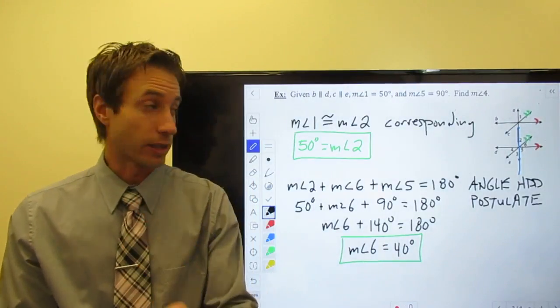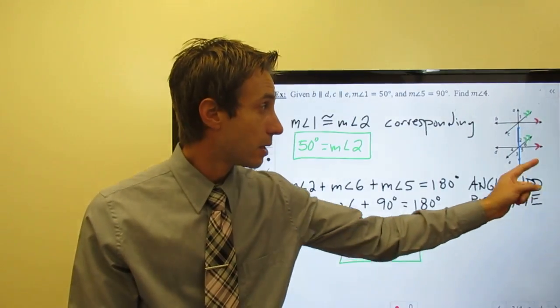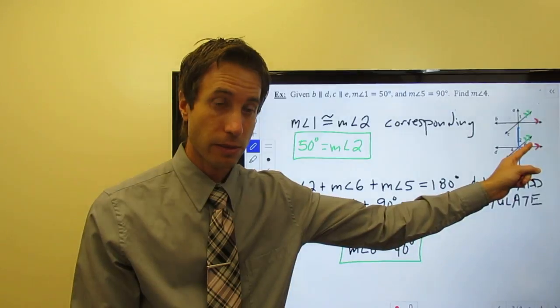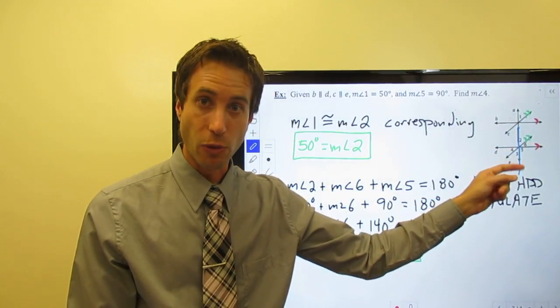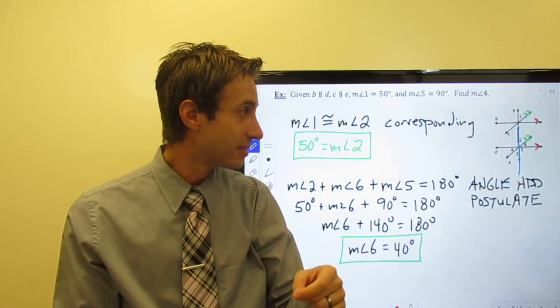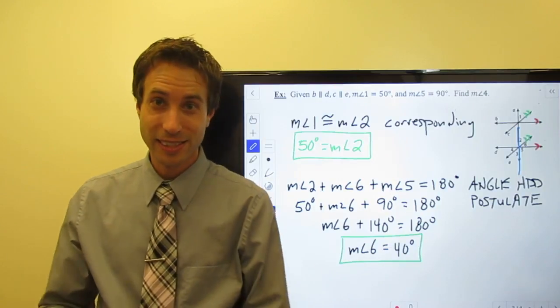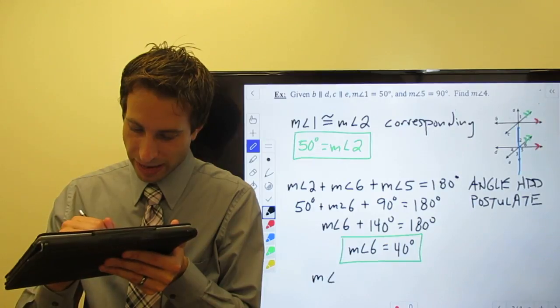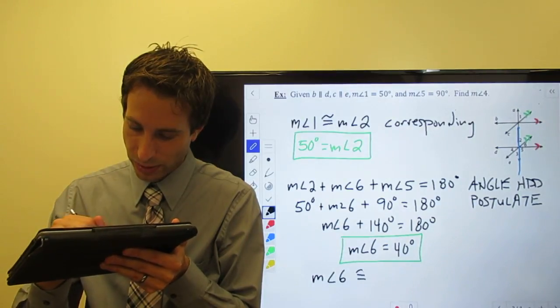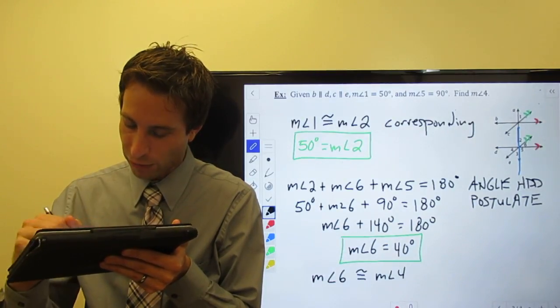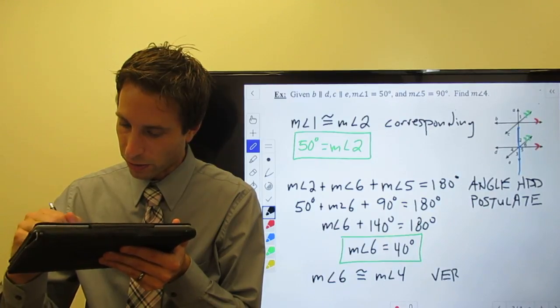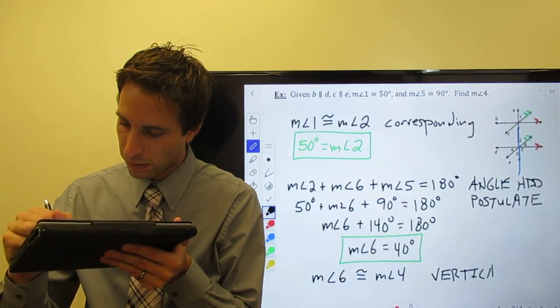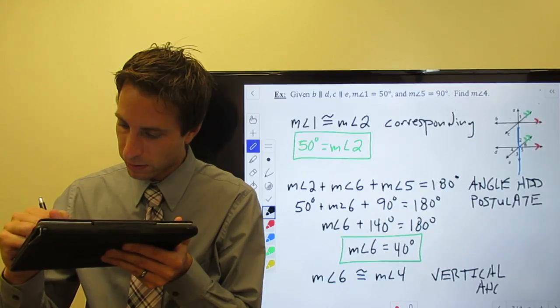And now, check this out. Please notice, angle 6 is congruent to angle 4. How do I know that? Do you see it? They're vertical angles. The measure of angle 6 is congruent to the measure of angle 4. They are vertical angles.